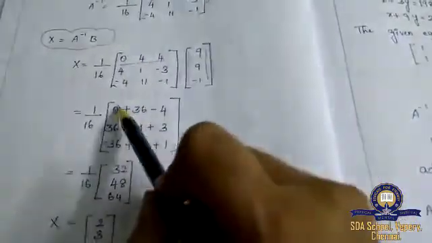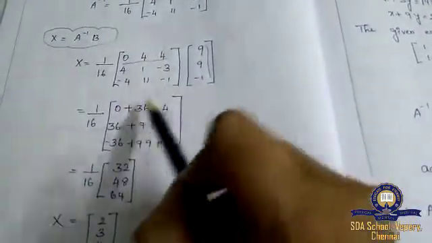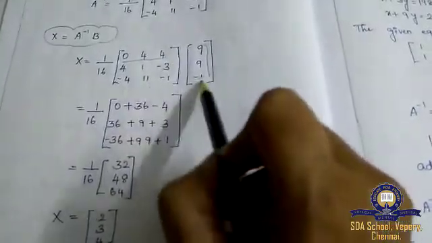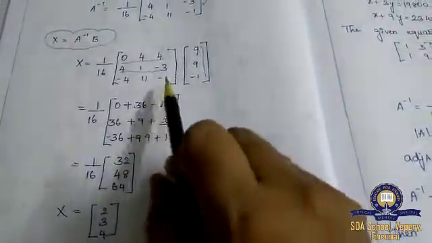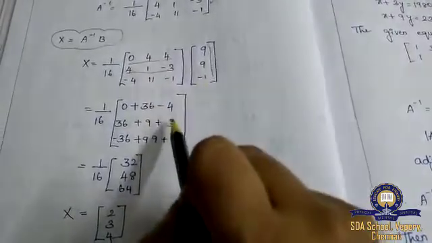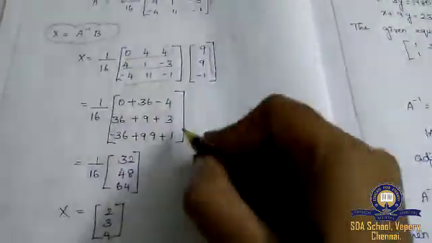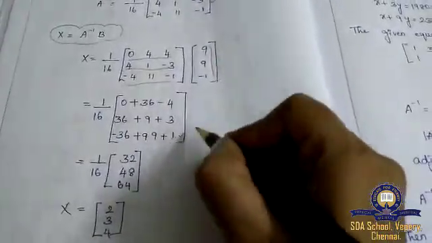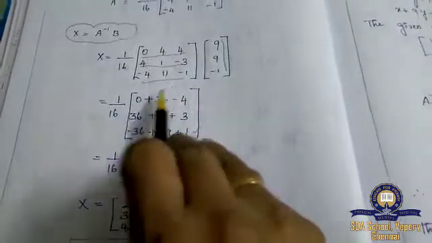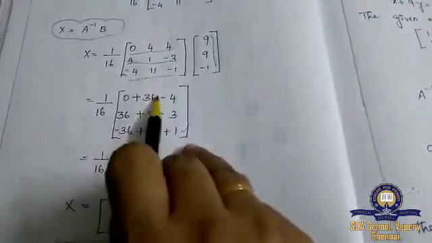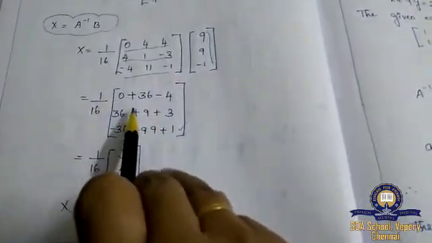So 0 into 9, 0. 4 into 9 plus 36, 4 into minus 1, minus 4. Similarly, my second row with my column. So 4 into 9, 36, plus 1 into 9, 9. And minus 3 into minus 1 is plus 3. And your third row with your column. After that I will get this answer. So I've solved the matrix part only. After that I'm going to multiply it inside.